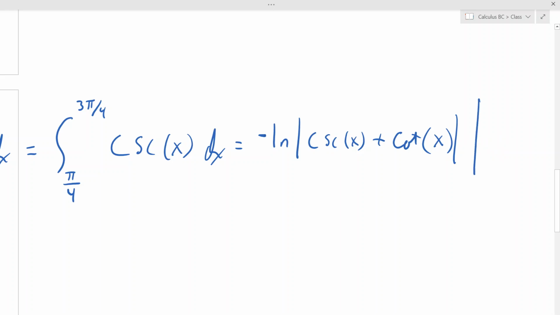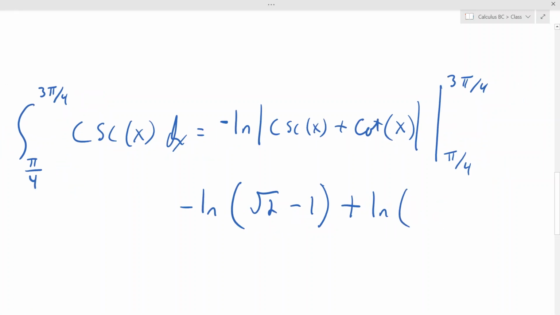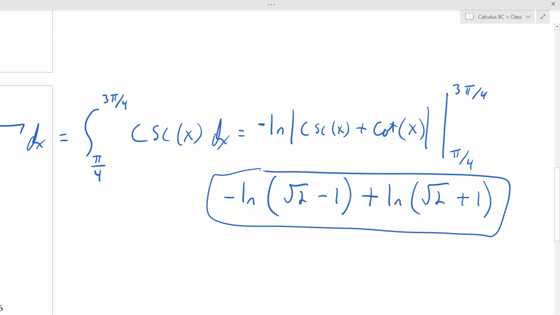Okay. Boom. From pi over 4 to 3 pi over 4. And all we've got to do is plug in these values. So we get negative ln of cosecant of 3 pi over 4, which is root 2, plus cotangent of 3 pi over 4, which is negative 1. There's an absolute value, but that's positive, so that's okay. Minus the negative ln, and we plug in pi over 4. Cosecant of pi over 4 is root 2, and cotangent of pi over 4 is positive 1. So that's our answer. We could put that together and simplify it a little bit, but for right now, that's good enough for us.